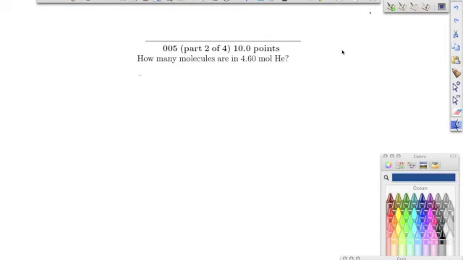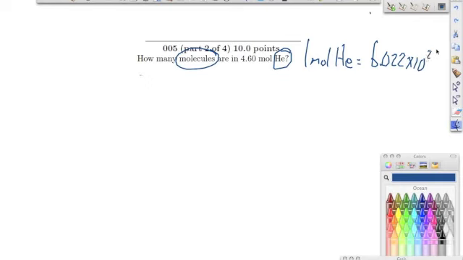Okay, moving on to number 5, it says how many molecules are in 4.6 moles of helium. And it says molecules. Anytime it says atoms or molecules, we're always going to use the conversion factor of 1 mole of anything. In this case, it's helium equals our 6.022 times 10 to the 23rd, and that would be molecules of helium. Okay, and that's Avogadro's number.